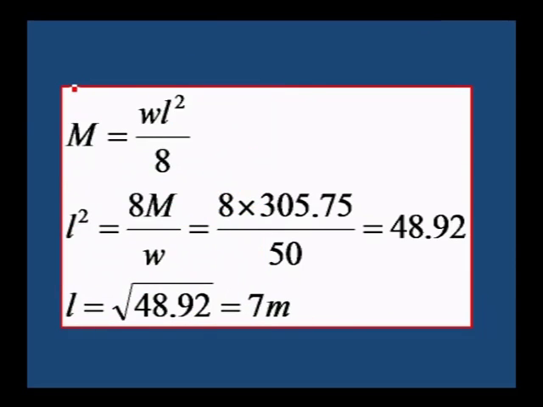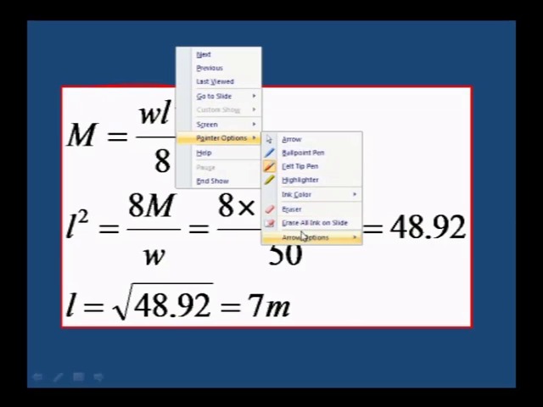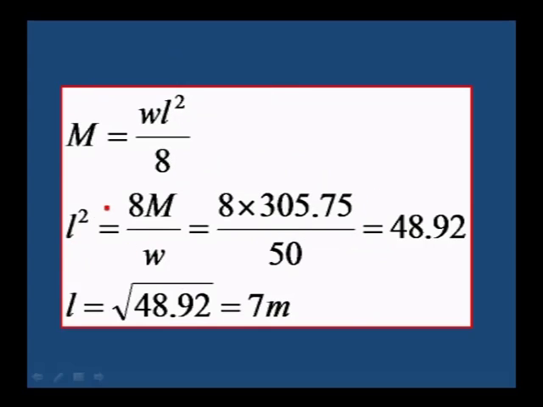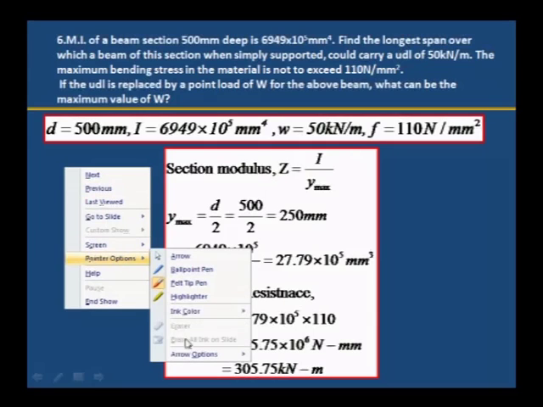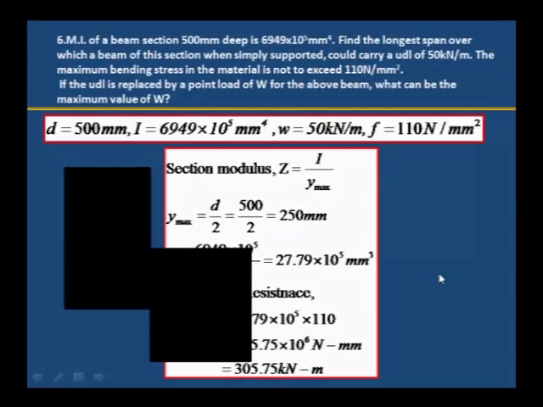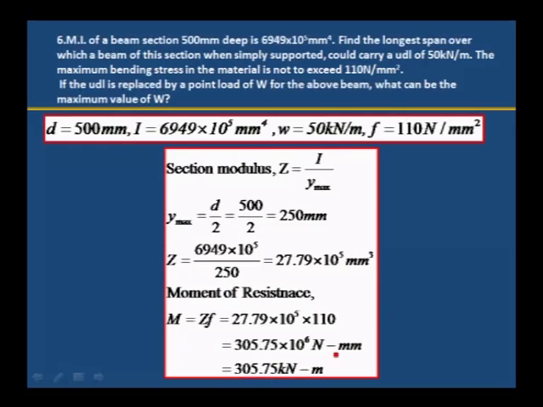Now we have the relationship M is equal to WL square by 8, which is the maximum bending moment formula for a simply supported beam carrying a uniformly distributed load. If you cross multiply, L square is equal to 8 into M divided by W. What is the value of M? The M value is 305.75 into 10 to the power of 6 Newton mm.